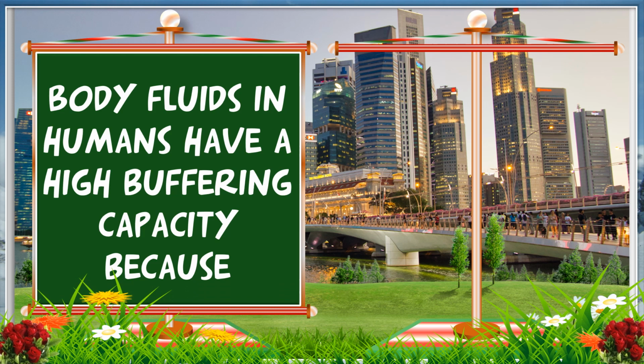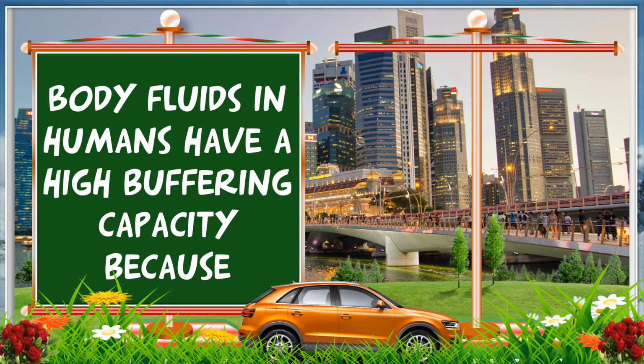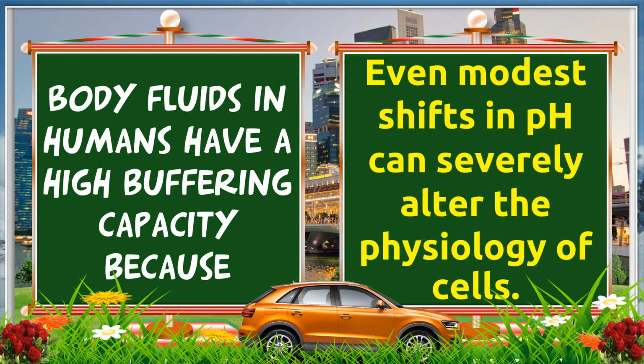Body fluids in humans have a high buffering capacity because even modest shifts in pH can severely alter the physiology of cells.